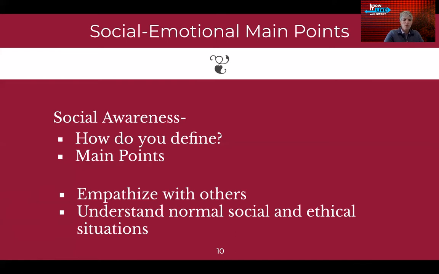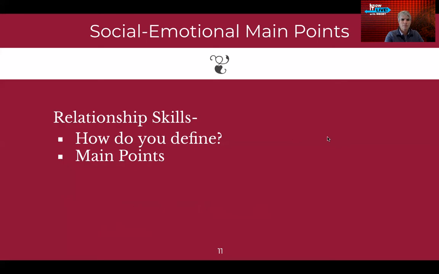We also need to make the students aware of different societal and ethical situations that are in the world, and helping them understand and not confine them to one thought and one idea about that, but understanding society and understanding how they should act in society and in social circumstances. Relationship skills, that kind of continues on with that, because if we understand society, then we can build skills to be able to move out there. So how do you define those relationship skills, and what are the main points associated with relationship skills?